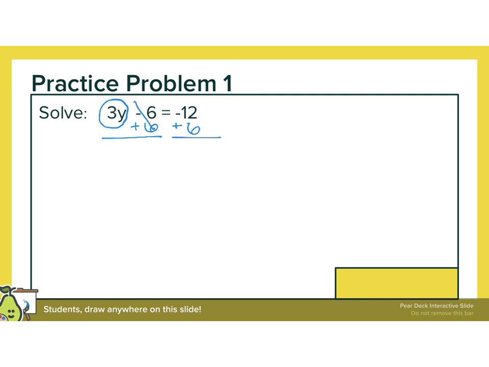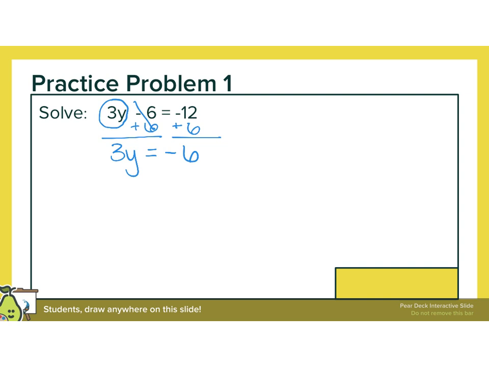So negative 6 and positive 6 cancel each other out. So I'm going to bring down my 3y. And now I have a negative 12 and a positive 6. Since they have different signs, I subtract. 12 minus 6 is 6. And I have more negatives than positives. So now I've got 3y, 3 times y equals negative 6.